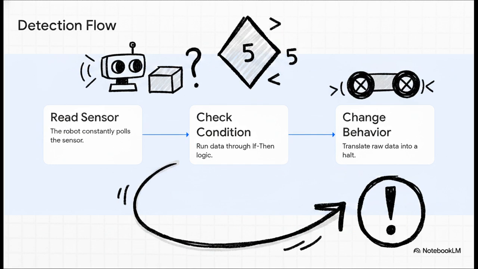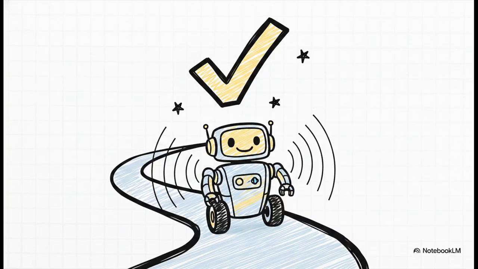Step 1, read sensor. The robot constantly polls the sensor, asking, hey, is there anything there? Step 2, check condition. The robot runs that data through our if-then logic. Is the distance less than 5 centimeters? Step 3, change behavior. If that condition is met, the robot translates that raw data into a physical halt, sending a command to brake the motors. And this loop happens continuously, literally hundreds of times a second. Read, check, change. Read, check, change. When you execute those specific steps precisely, you achieve reliable sensor-based behavior.